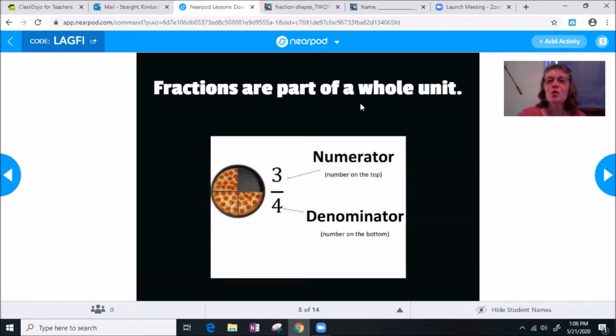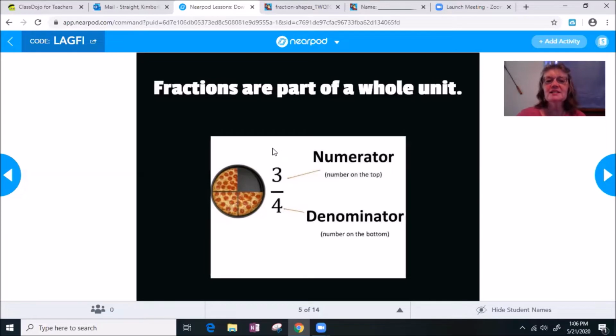Fractions, again, are part of a whole unit. The top number, the part, is called the numerator. And then we have the fraction bar, and then the bottom number is called the denominator. That is the whole. So the part is on top, and then it has to be the whole. How many parts there are to make up the whole.